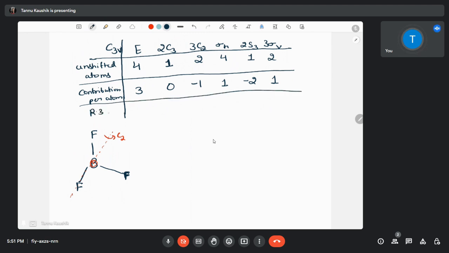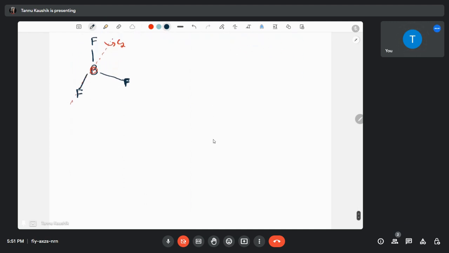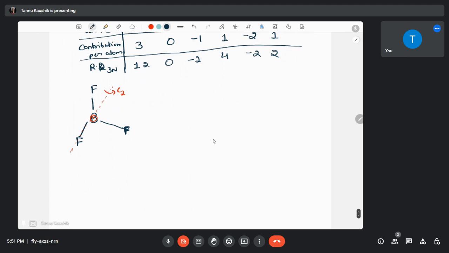So the reducible representation for 3n will be multiplication of reducible representation with respect to unshifted atom basis set and contribution per atom basis set. So it will be 12, 0, minus 2, 4, minus 2, and 2. Okay.